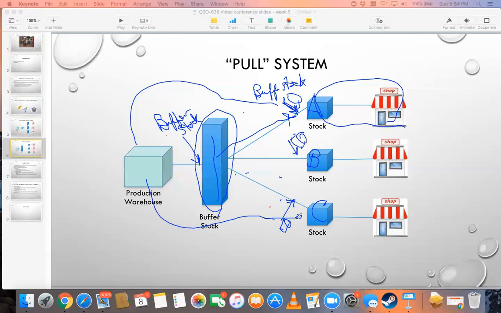Whereas when you do risk pooling, all the stocks for the most part have to be the same. Okay, all the stores have to be either A, or they have to be B, or have to be C. The demand types must be the same. Okay, does that make sense?